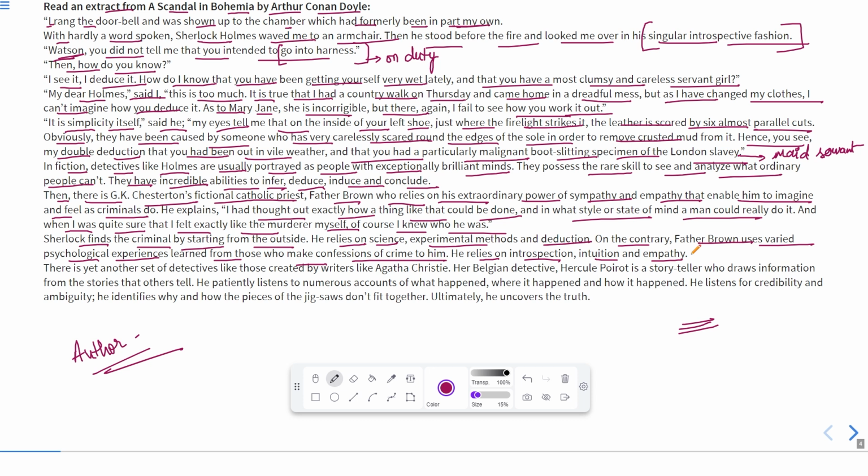So there are two different styles of two different detectives. Okay, that has been mentioned over here. There is yet another set of detectives.